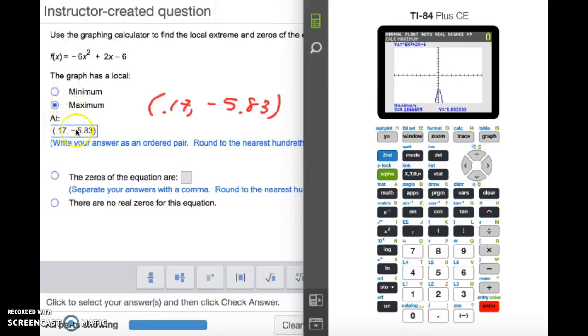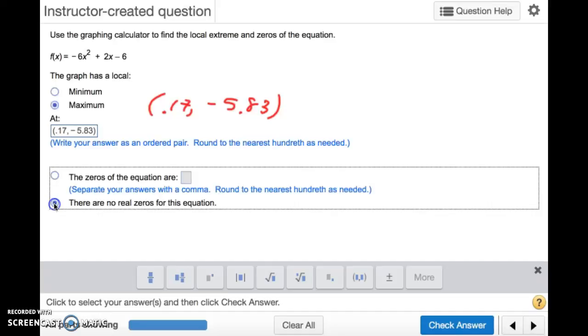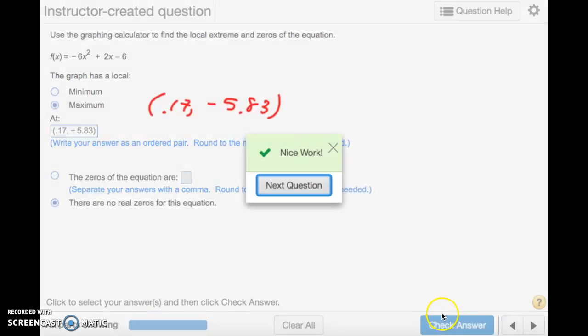And now that I have entered that vertex, that maximum point, I'm going to work on my zeros. And as I said before, the zeros are where your graph crosses the x-axis. But this graph has a vertex that's below the x-axis and it goes down. So this graph never crosses the x-axis, which means there are no real zeros for this equation. So that's the option that I'm going to choose. And then when I check my answer, I have it correct.